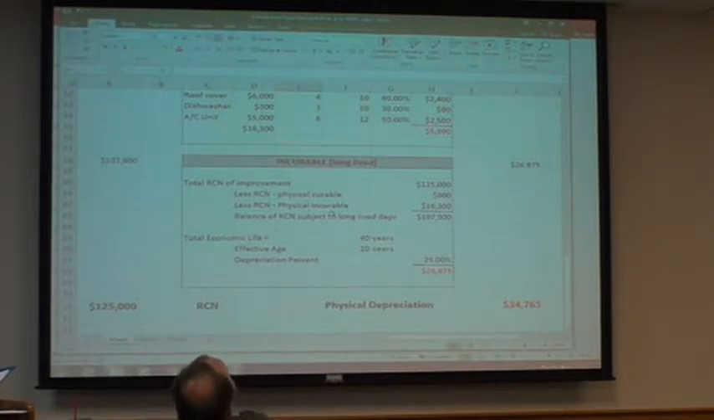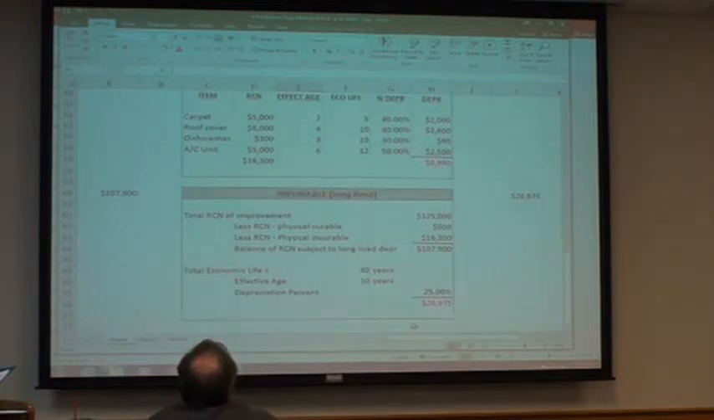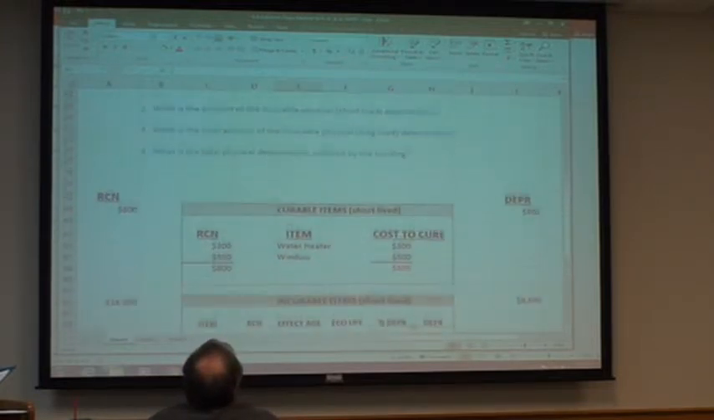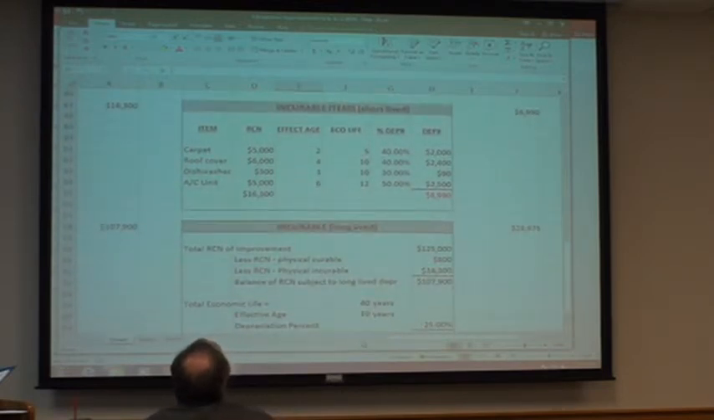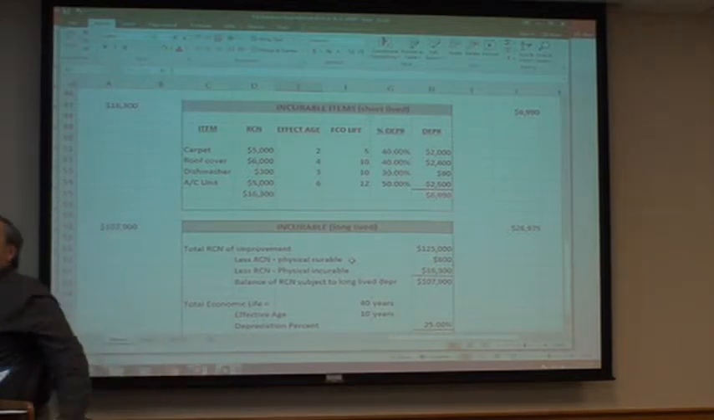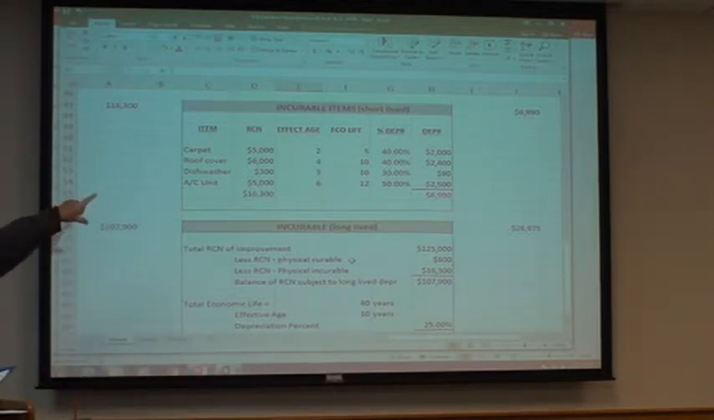We have 25% depreciation times the 107.9, which was the 125 minus the 8 minus the 16.3. That gives us incurable long-lived of 26,975. So our total physical depreciation in this case is 34,675. What if the question asked us, how much is the incurable depreciation on this property? We'd add together this one and this one, wouldn't we? So if it asked only for the incurable portions, we would add together the 6,990 and the 26,975, the incurable only, okay?